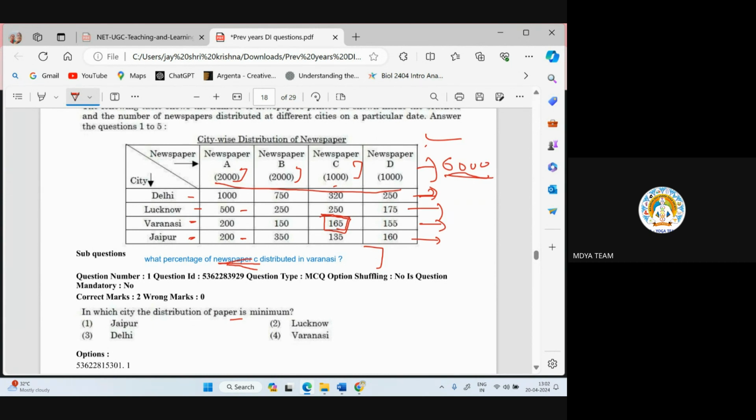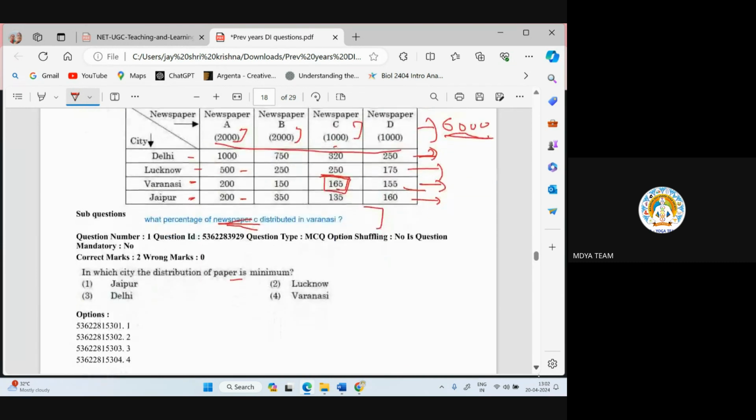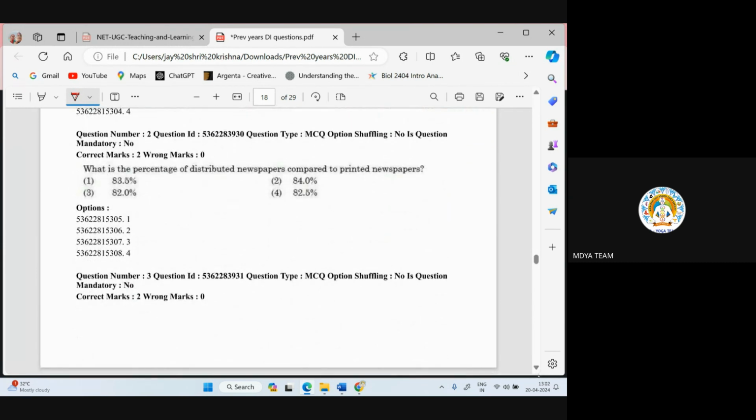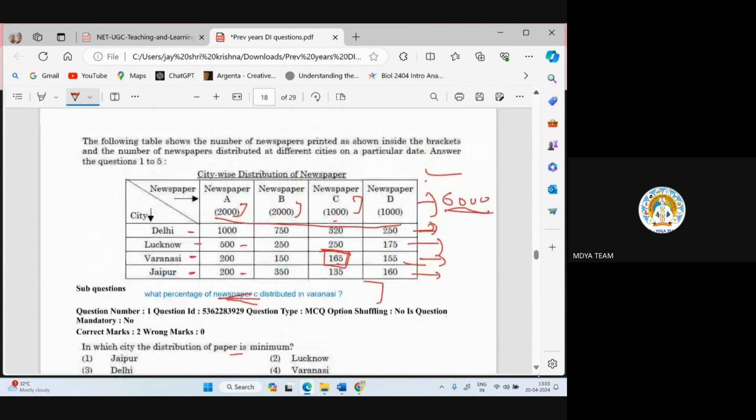Is it clear? Yes, sir. It's Varanasi, sir. Okay, very good. Next question. What is the percentage of distributed newspapers compared to printed newspapers? Now see.